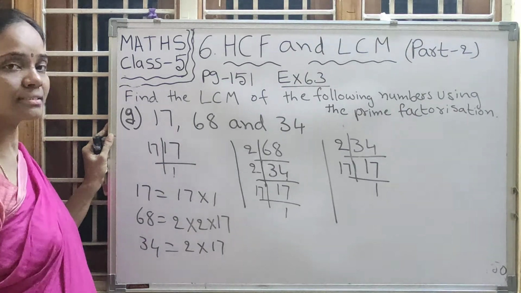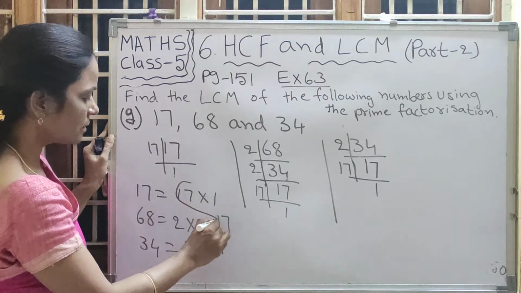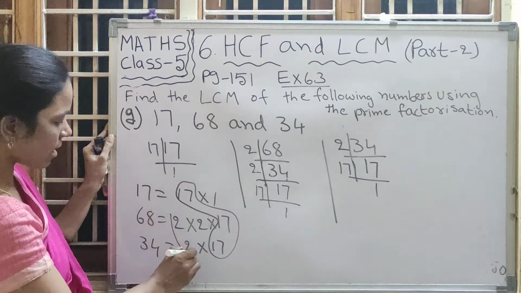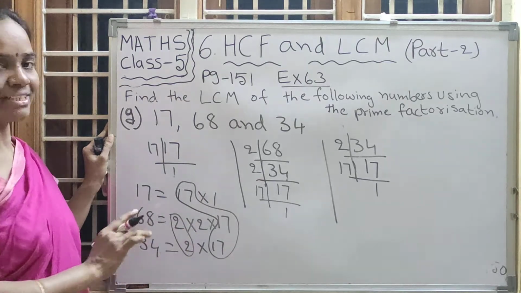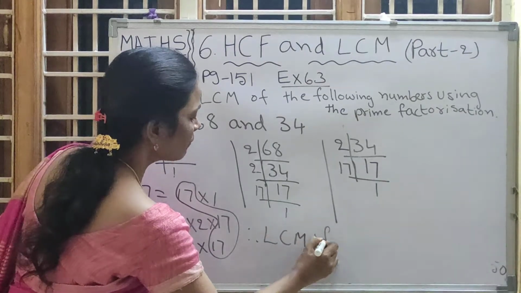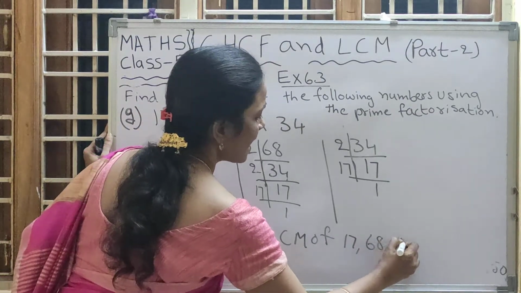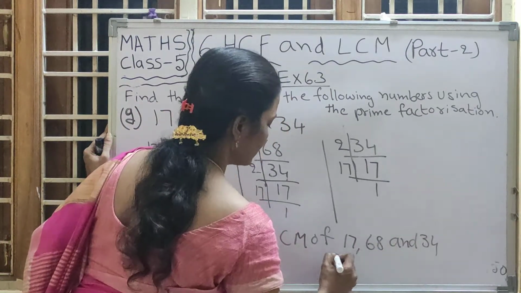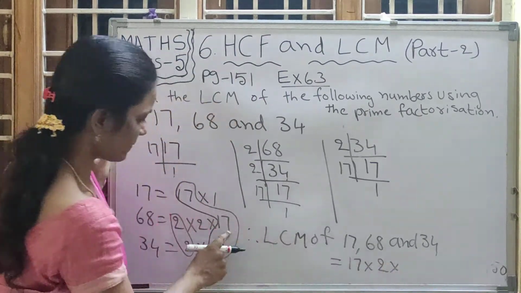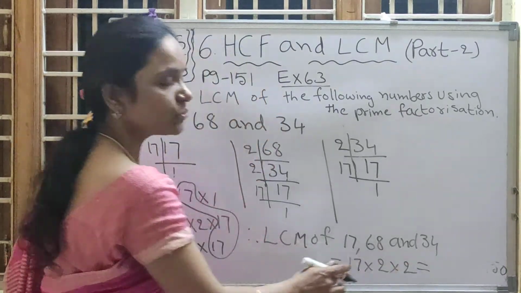Now what are the common factors? Circle. In the 3 numbers 17 is common. So circle the 17. Next, in 2 numbers 2 is common. Circle that also. After that we don't have any common factor. Now write down the LCM. LCM of 17, 68 and 34 is equal to 17 into 2, where 17 is common, 2 is common, and the remaining number is only 2. 17 into 2 into 2.